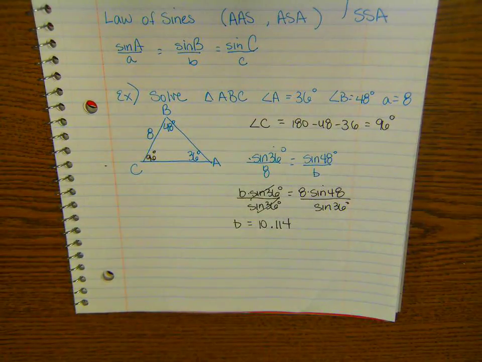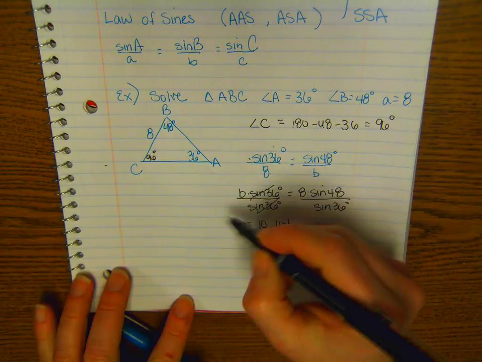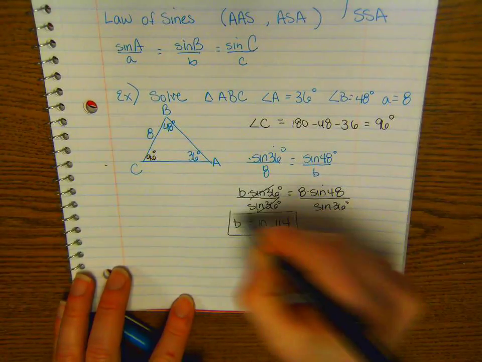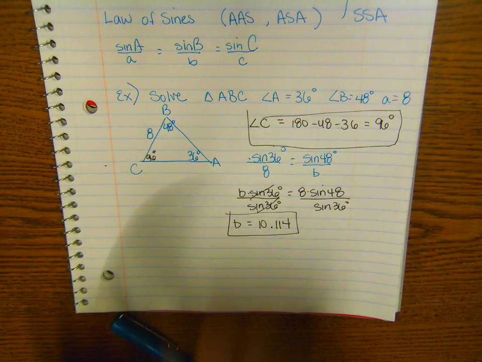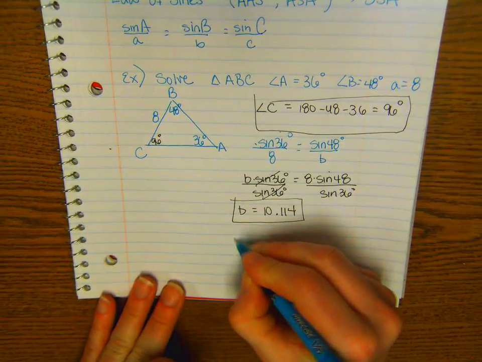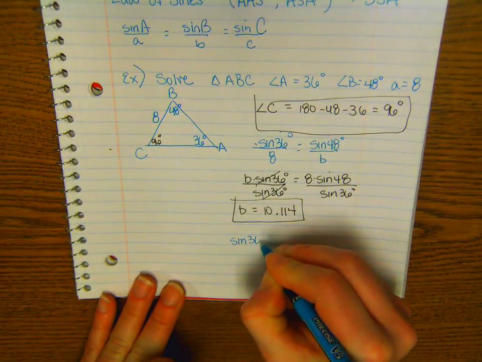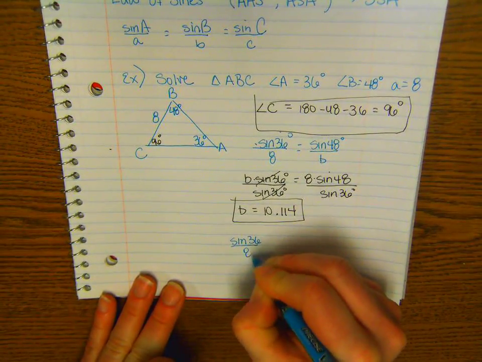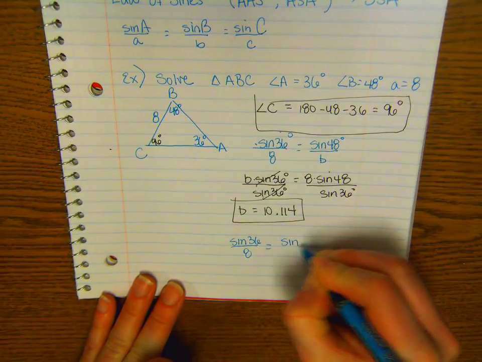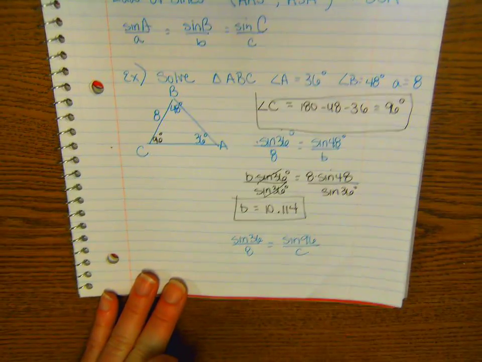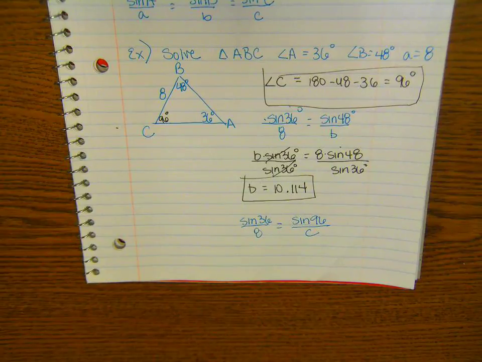So now I'm going to do it again to find side C. So we have found side B, we've found angle C. Now I'm going to go back to the original. Sine of 36 degrees over 8 equals sine of angle C, which we found to be 96, over C. Same deal. Would you solve for C?